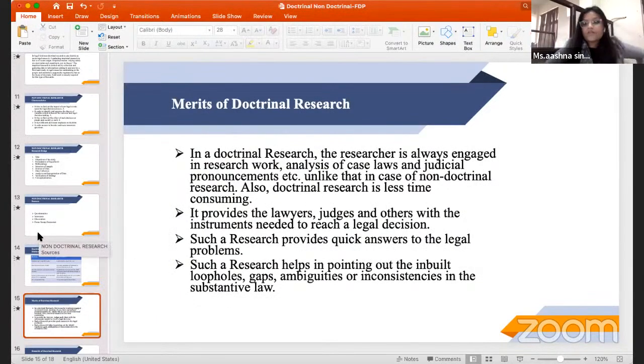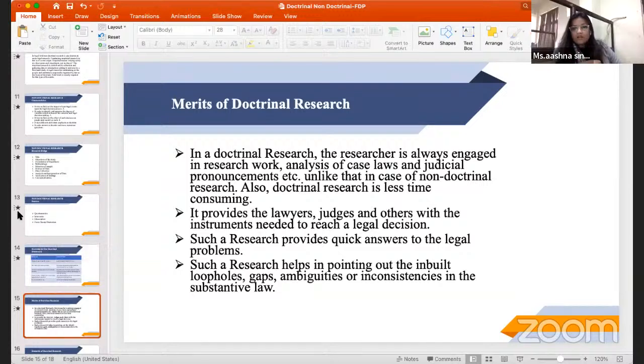Now, if as a researcher, I am conducting a doctrinal research, what would be the merit of that particular approach that I'm adopting as a researcher? So as a researcher, I will analyze the case law, I will analyze the judicial pronouncements that are there, and it is already there, so it would be less time consuming for me to pen it down in my research. Whereas if I talk about non-doctrinal research, it would take me some time in order to gather the data for my research. So in terms of time consumption, it creates a distinction.